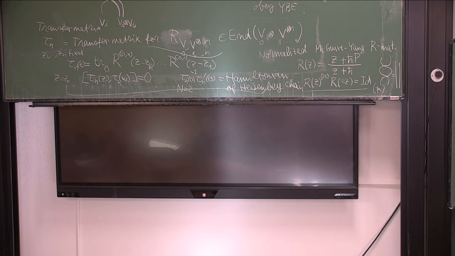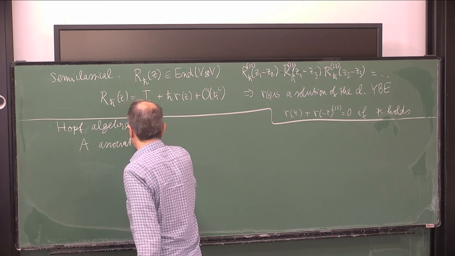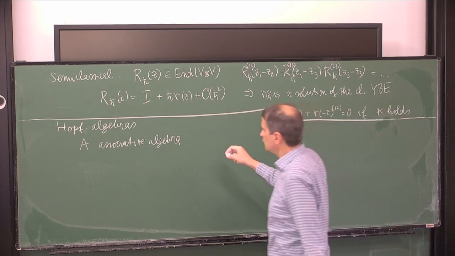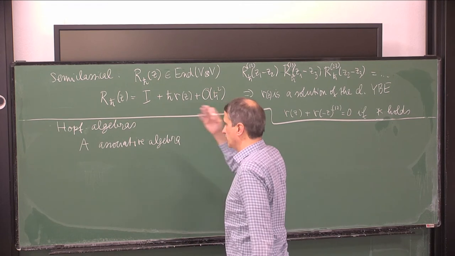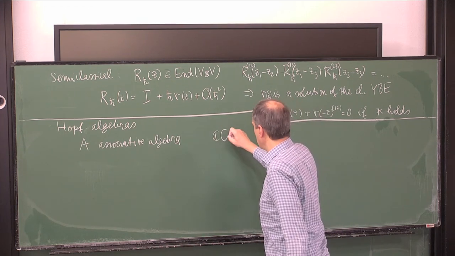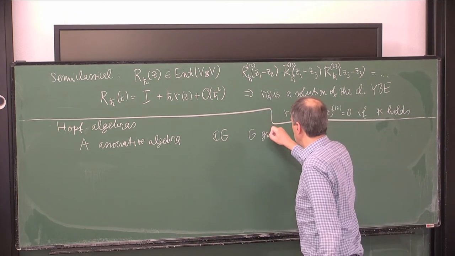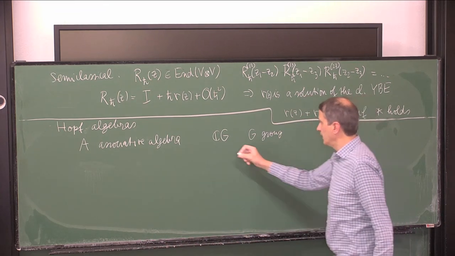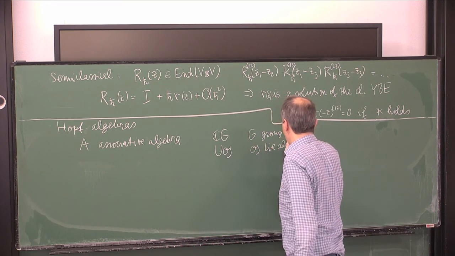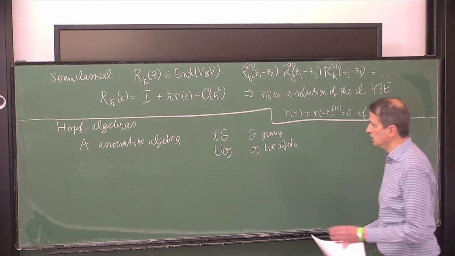So what is a Hopf algebra? Then you have an associative algebra A. You should think, the main classical example would be to take the group algebra of a group. So you take formal linear combinations of elements of a group. Or you can take U of g, the universal enveloping algebra of the Lie algebra. These are the classical examples, and then what appears here is some sort of new story.